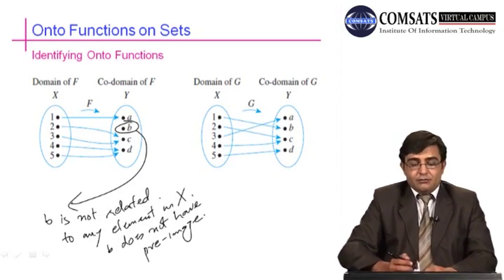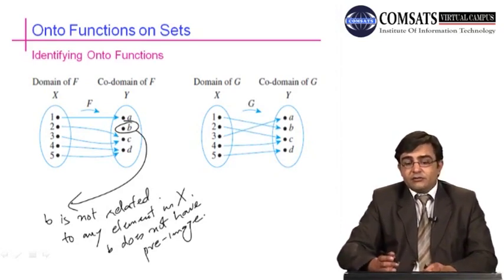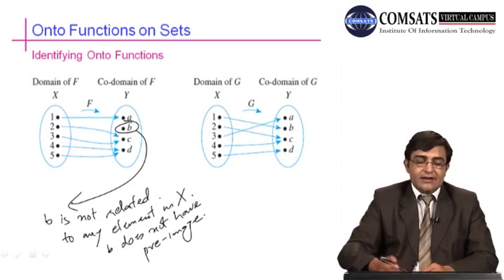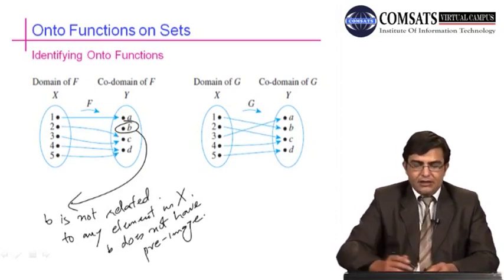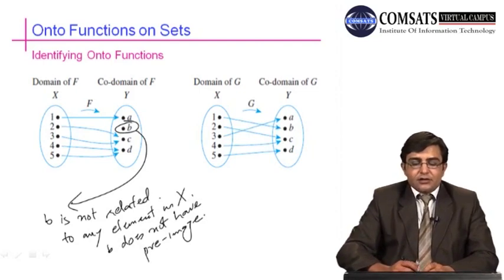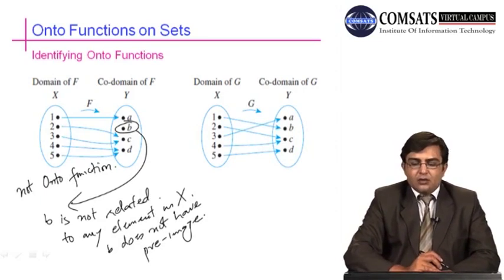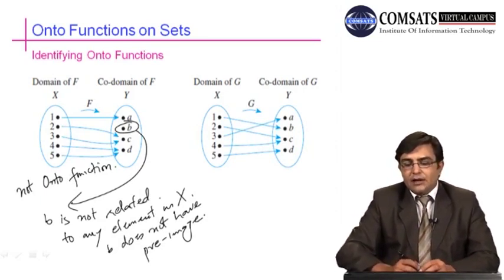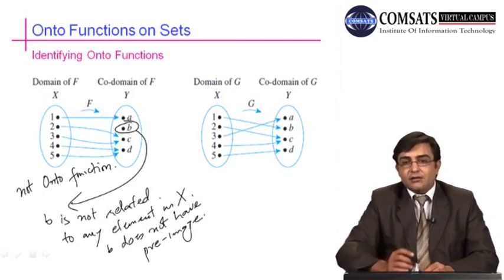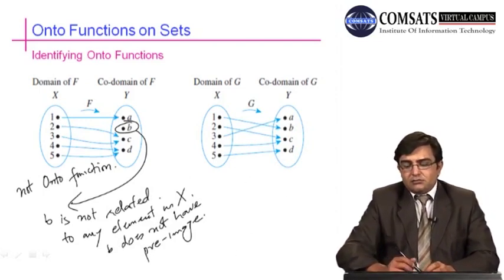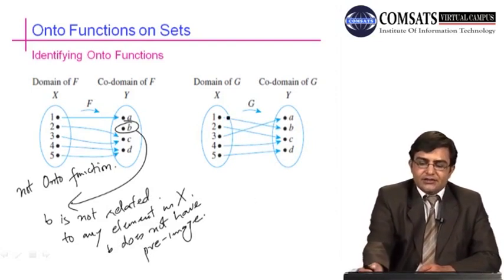There exists some element y in Y for which we cannot find any element in X such that f of x is equal to that element B. So therefore this first arrow diagram is not an onto function. Now we look at the second arrow diagram. 1 is related to B, 2 is related to C, 3 is related to A, 4 is related to C, 5 is related to D.